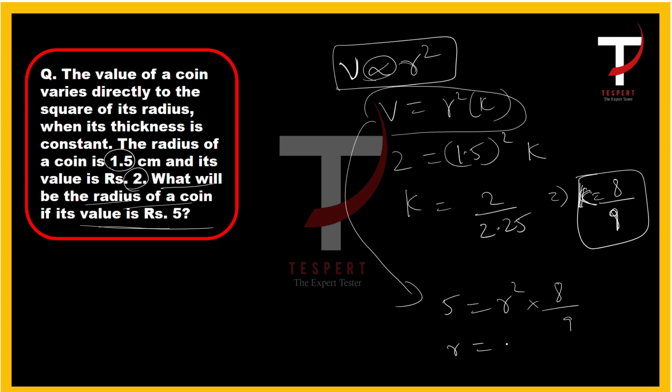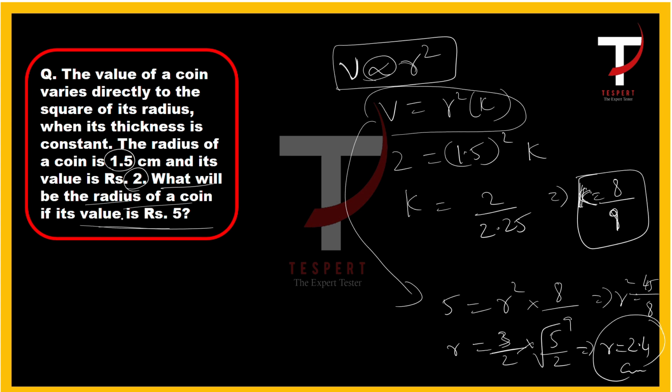So r will be equal to 3 by 2 into root of 5 by 2. Why? Because r square will be equal to 45 by 8, right? If we split this, then we will get 3 by 2 root over 5 by 2. Then r will be equal to 2.4 centimeters, right? So r will be equal to 2.4 centimeters if the value of the coin is rupees 5.